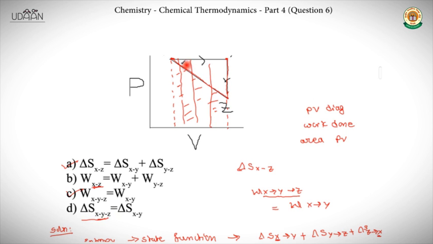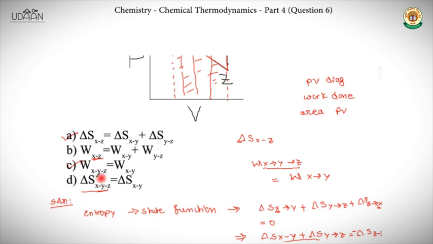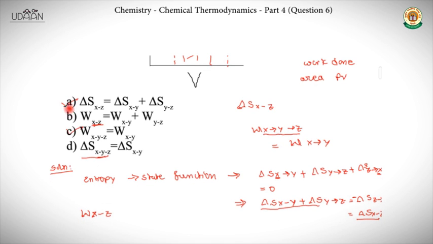So x to y and y to z is not equal to x to y, since we need to add both entropies. Here we are neglecting the entropy from y to z. So delta S from x to y to z would be the sum of the entropies from x to y and from y to z. Entropy from y to z is not equal to 0, as it happened in work. So remember this thing. So here option A and option C are right, and B and D are wrong.